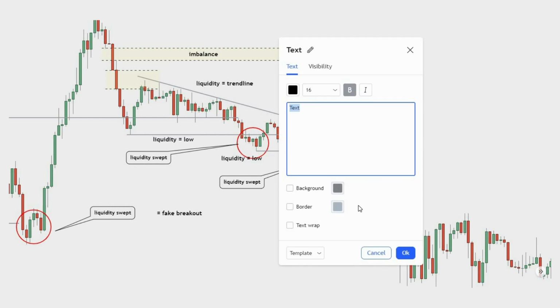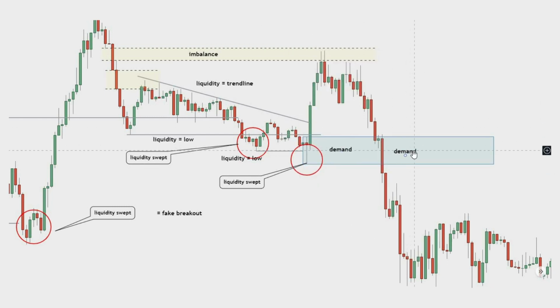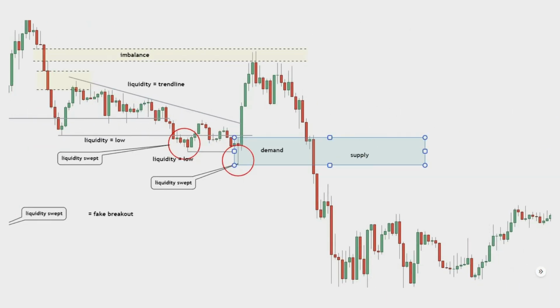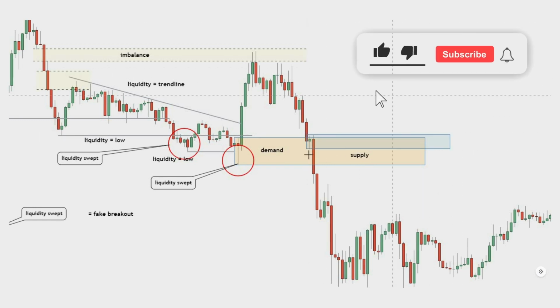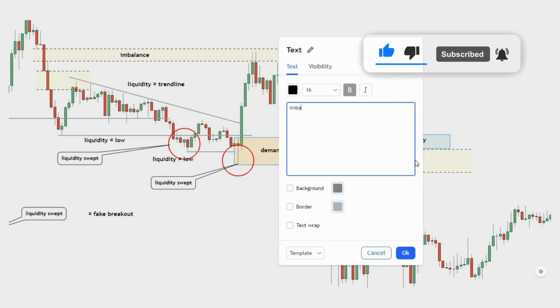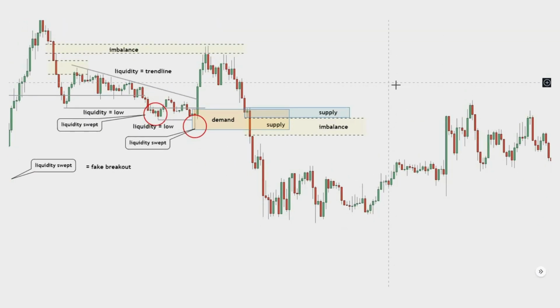We have here a demand level that failed, didn't hold the price, and now is a potential supply zone. Inside this zone we have another fresh supply and an imbalance zone. This confluence made this zone a potential entry for a high probability setup.